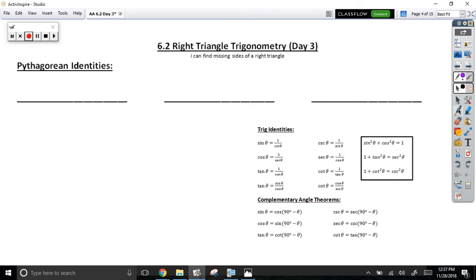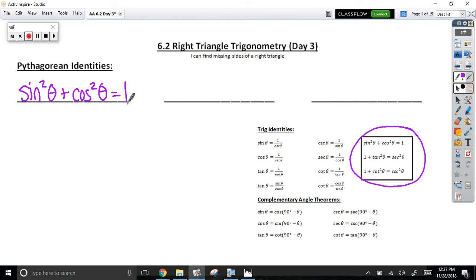Okay. Today what we're going to be looking at are the Pythagorean identities. Those of you that took pre-calc, these should look familiar to you. At least the first one. All right, so on your note sheet, we're just going to write those out. Sine squared theta plus cosine squared theta equals 1.